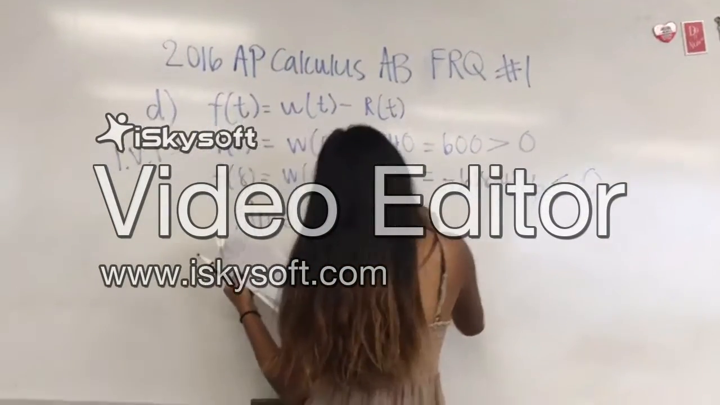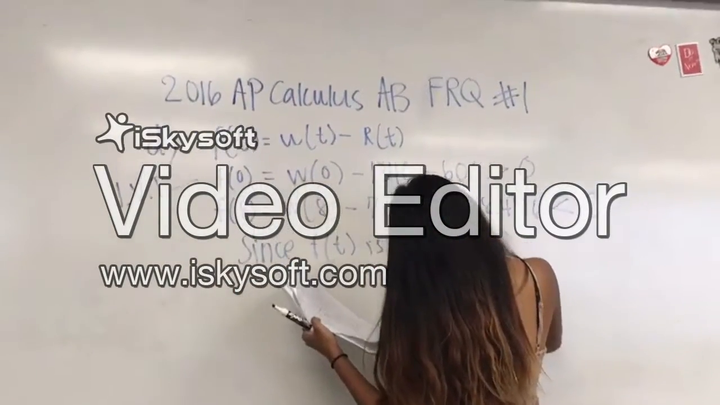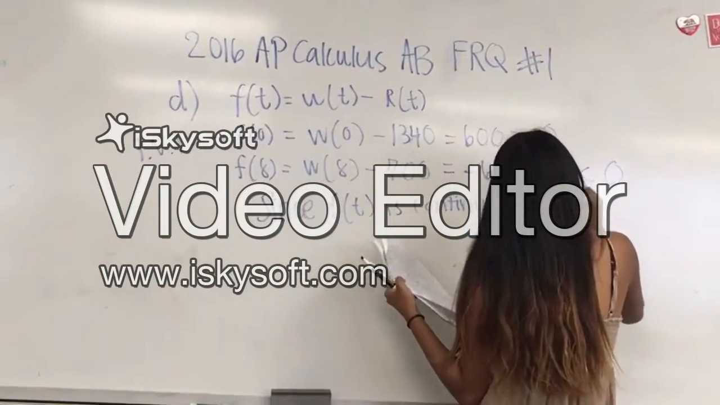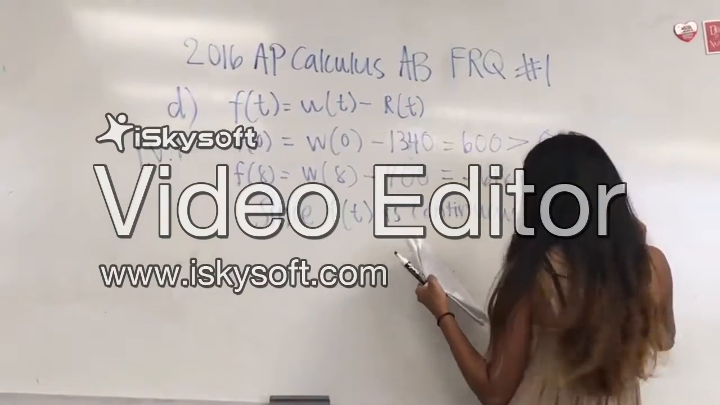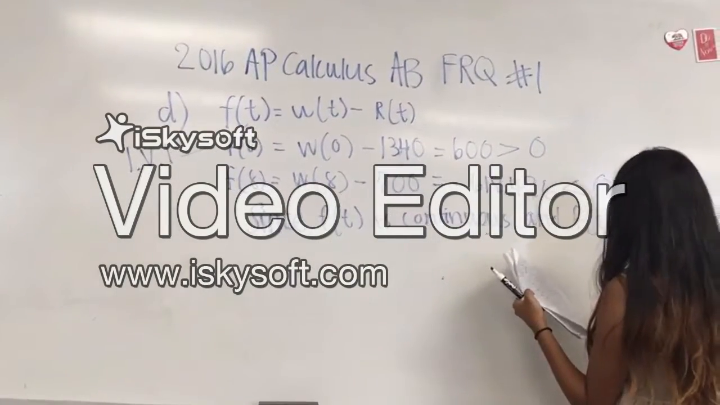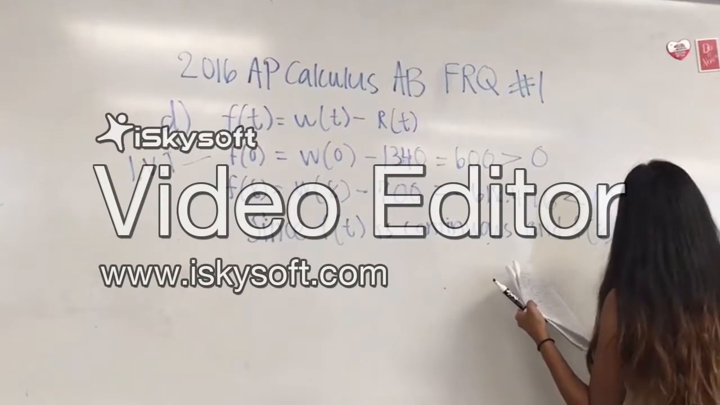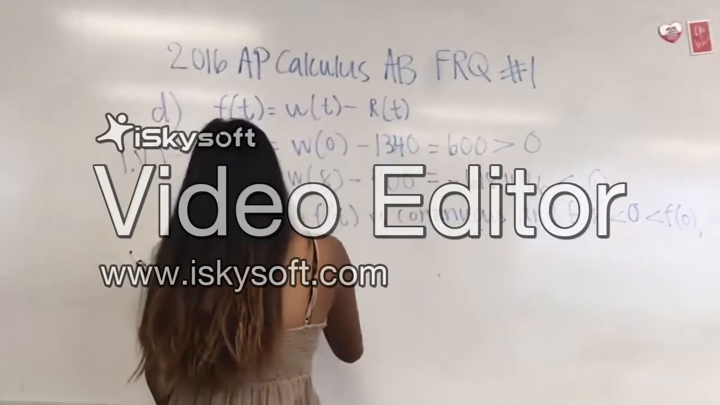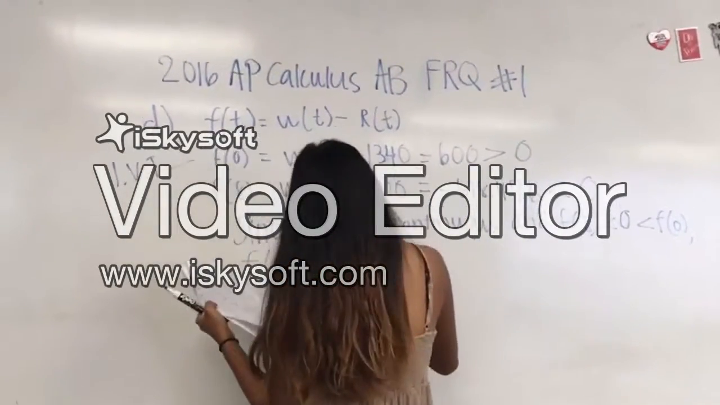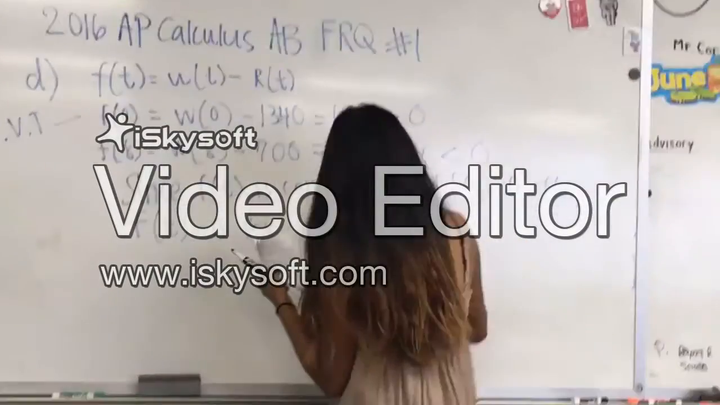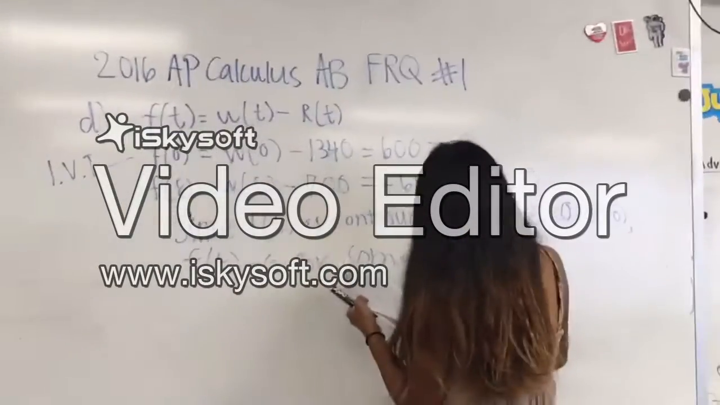Since we get a negative value for f of 8, we found an interval with a sign change. Since f of t is continuous, f of 8 is less than 0 is less than f of 0. This means that f of t must equal 0 for some t between 0 and 8 by the intermediate value theorem.